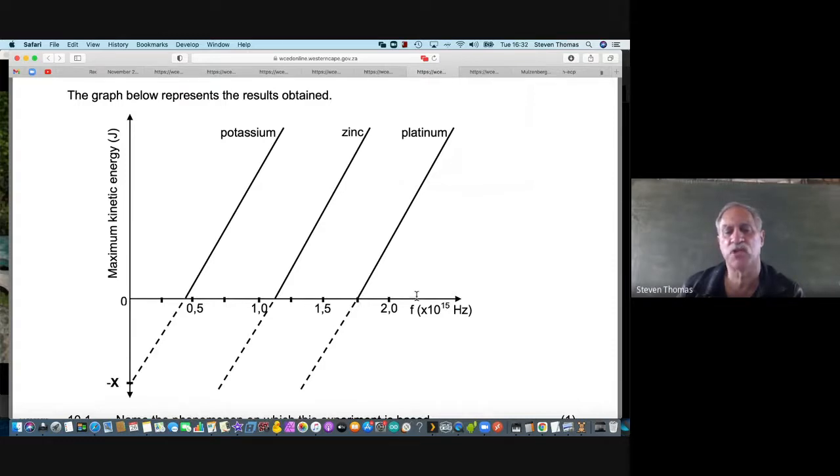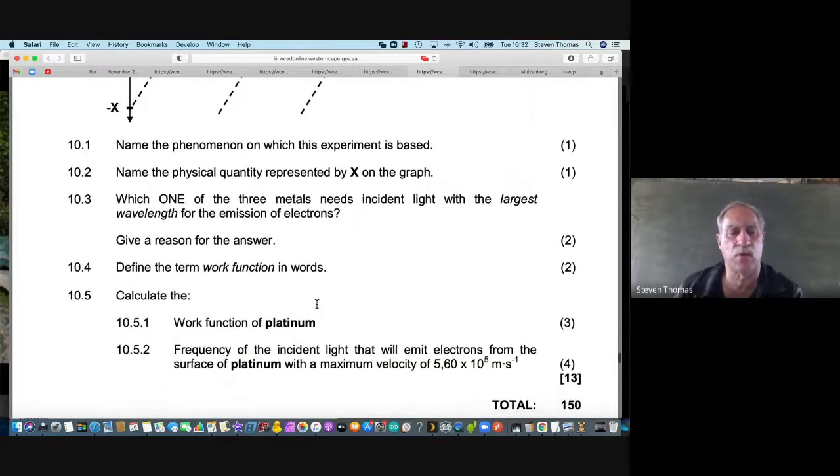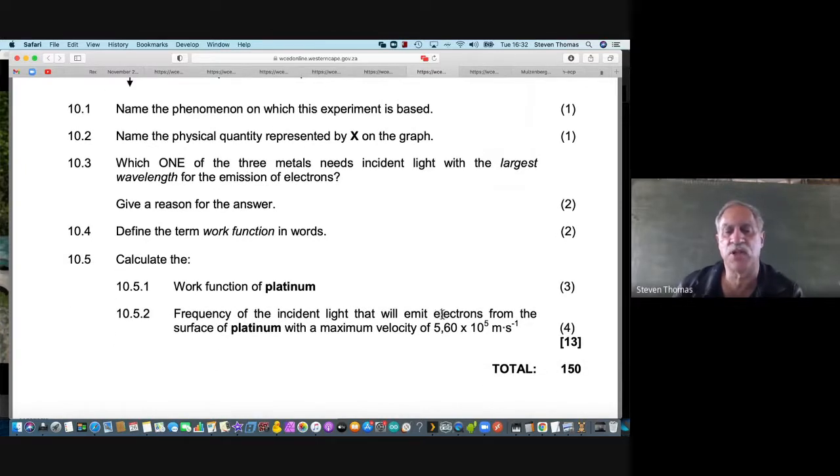We take 1.75 times 10 to the 15 hertz, and we say, what are they asking here? Calculate the work function. So work function is equal to Planck's constant, 6.67 times whatever, times the threshold frequency. So we use the formula we were at, and we work that out. The frequency of the incident light that will emit electrons from the surface with the maximum velocity of that. So there's your velocity in meters per second.